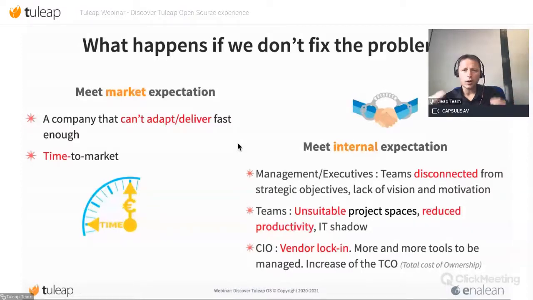But about the internal expectations, if you are not able to align all your several teams, you can have some teams that are disconnected from each other. If they are disconnected, you could have a lack of motivation, and they can have their own objectives that are not the same as the product or the enterprise objective. Or the teams are all on the same roadmap and same organization, but they are not efficient because the organization that you need for the main roadmap is not the right one for your team. And you could have some shadow IT. That means the team wants to be more efficient, so they will add their own tools to adapt their organization. And about the CIO, he could have vendor lock-in, more and more tools to manage, and so an increase in the TCO.